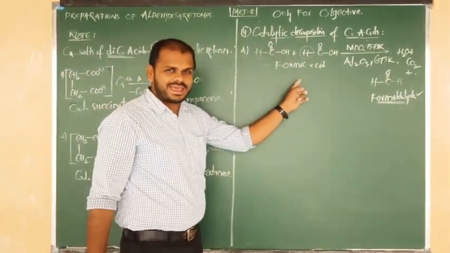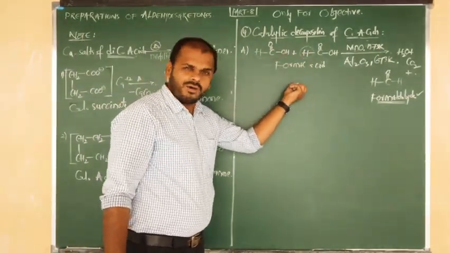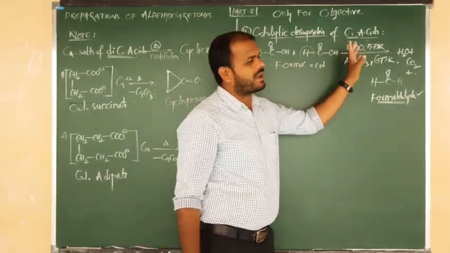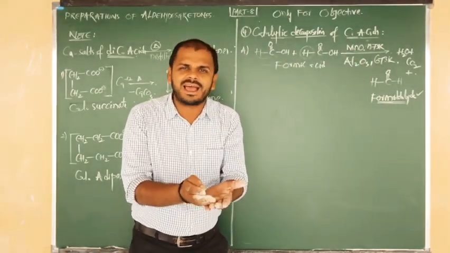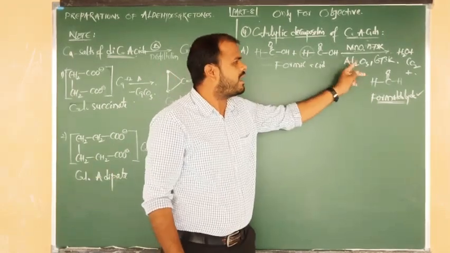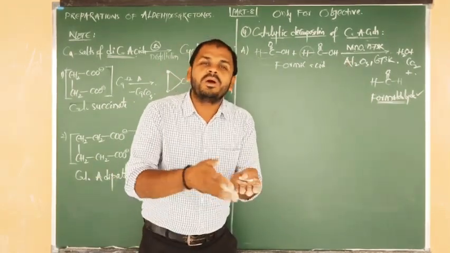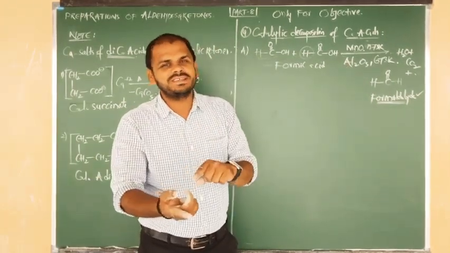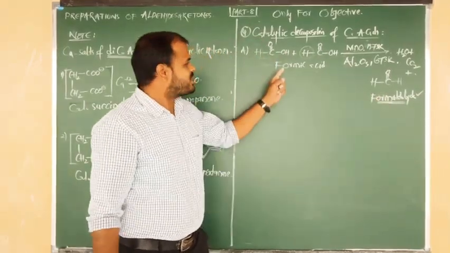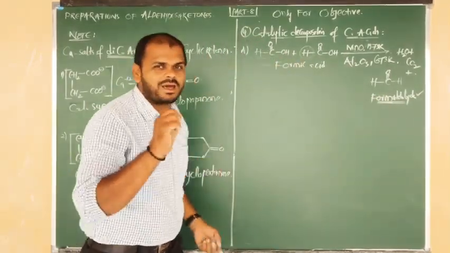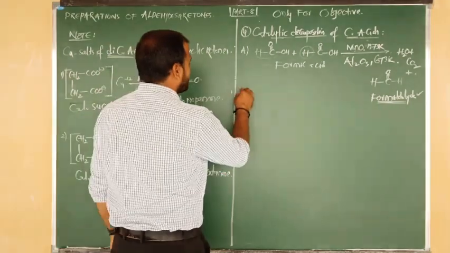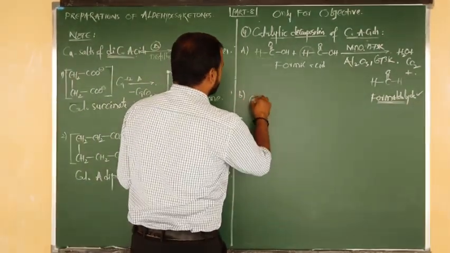So 2 moles of formic acid, by passing over the MnO catalyst, manganese oxide, or over alumina Al2O3, undergoes decomposition. So formic acid decomposes into formaldehyde. Right, another example I want to tell.